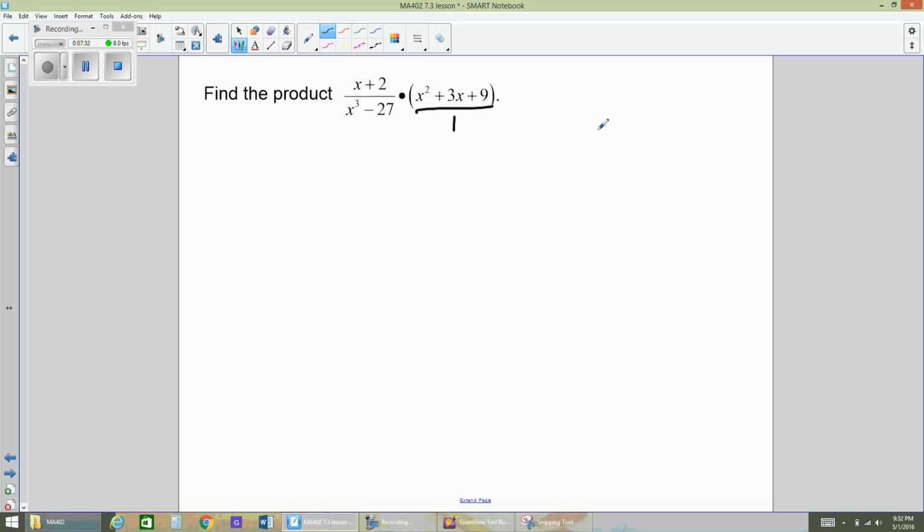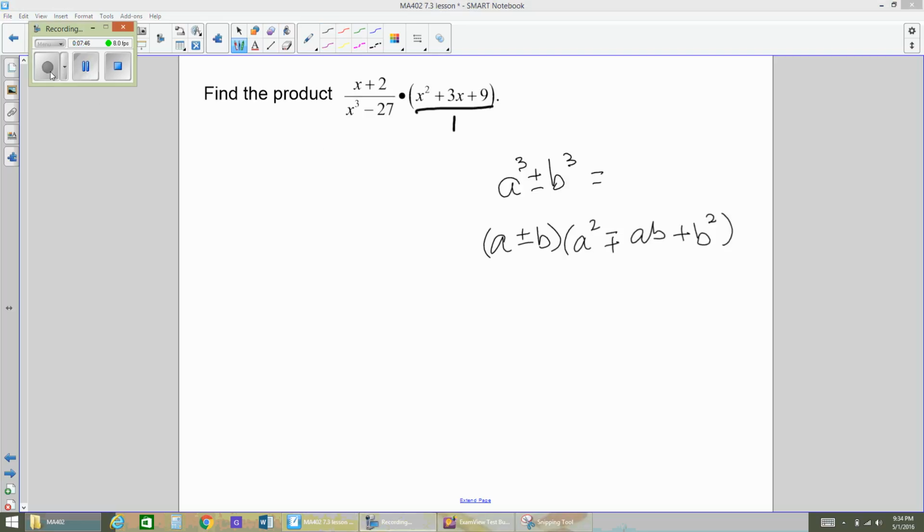Alright, so I just realized we didn't practice this kind of factoring. So let's pause it and find the formula. Okay, there it is. So it's been all the way since chapter 4 since we've talked about this, or for some of you it's been all the way since algebra 1, if it was even in there.